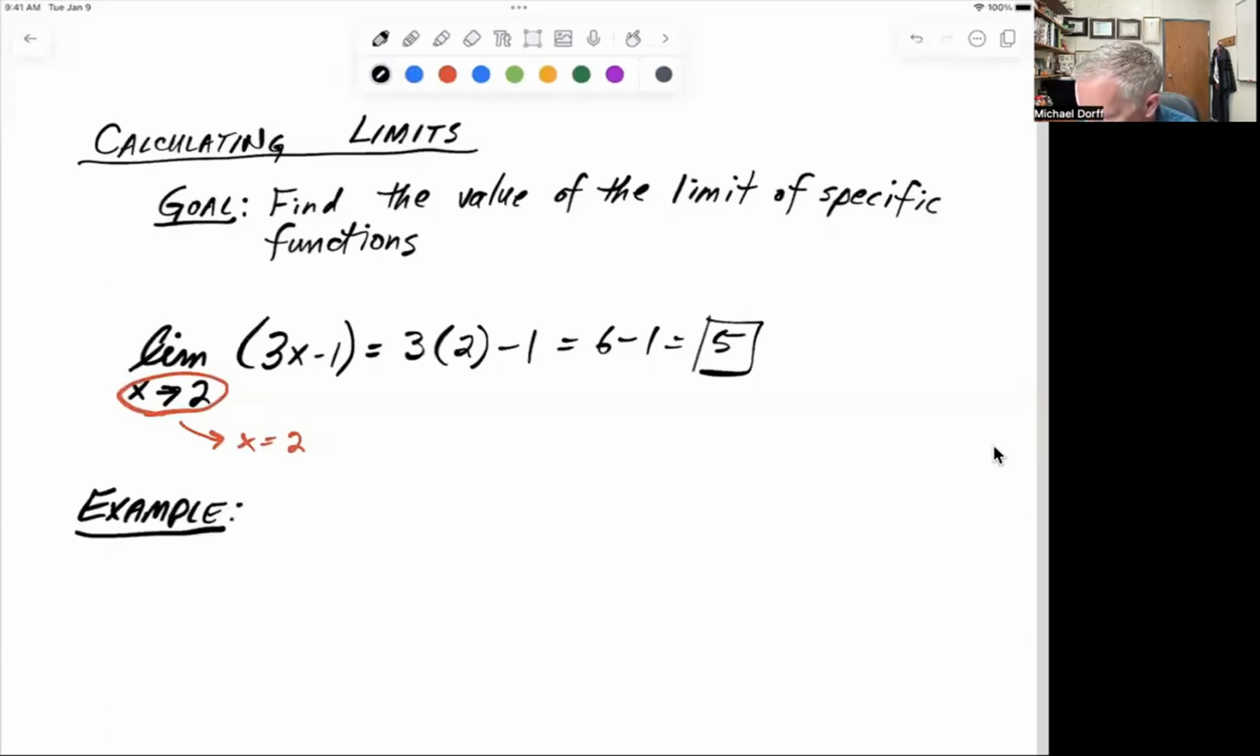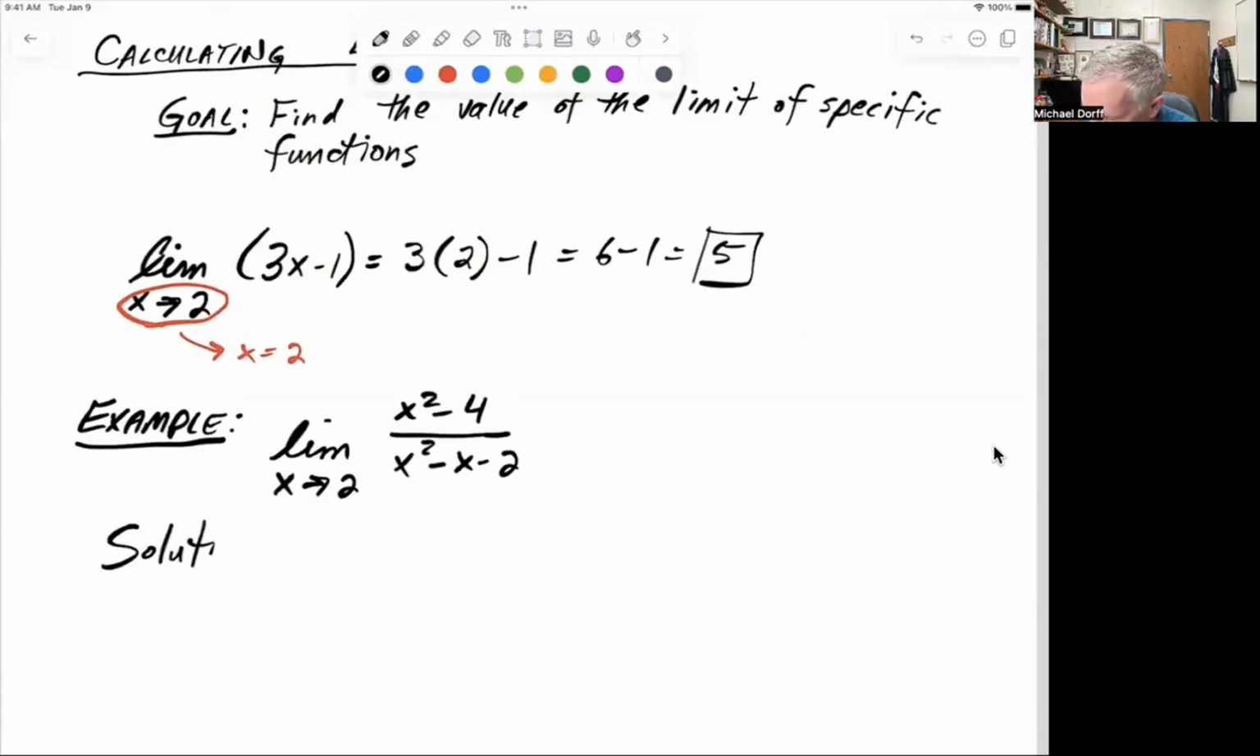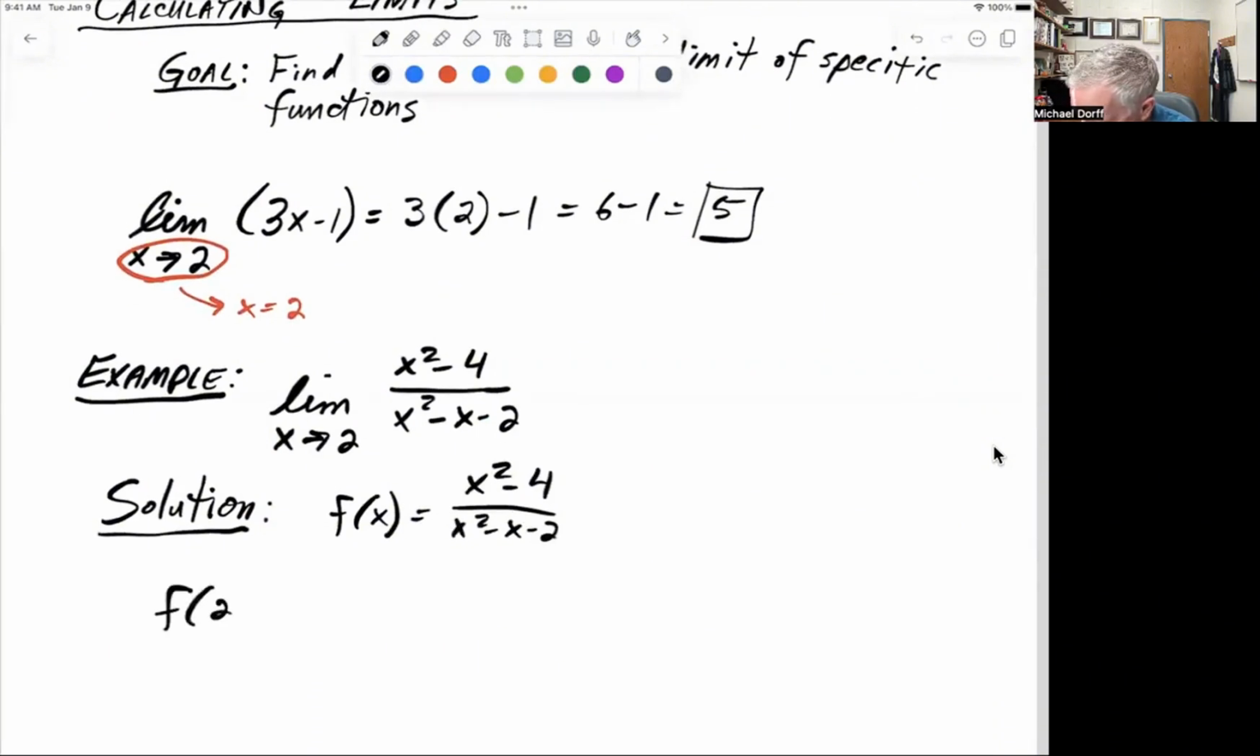That's more difficult. So I have the limit as x goes to 2 of x squared minus 4 over x squared minus x minus 2. So I'm going to label my function to be f of x. So f of x is going to equal x squared minus 4 over x squared minus x minus 2. And I want to look at f of 2. Again, I'm picking 2 because that's what my limit is. That's x is going to 2.